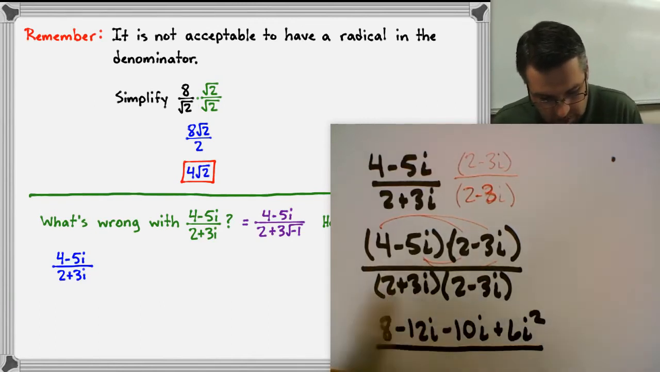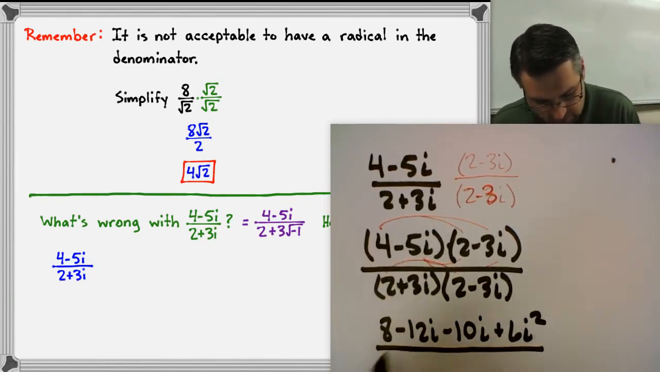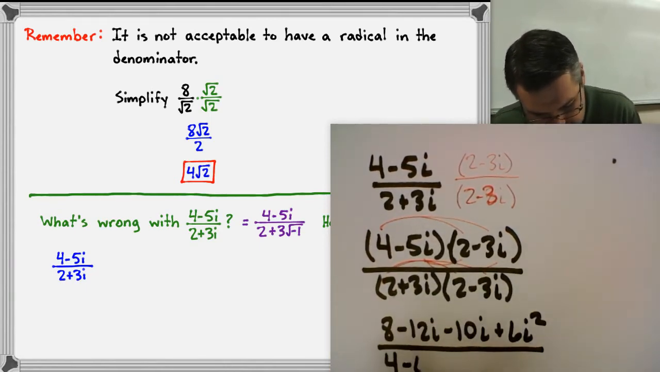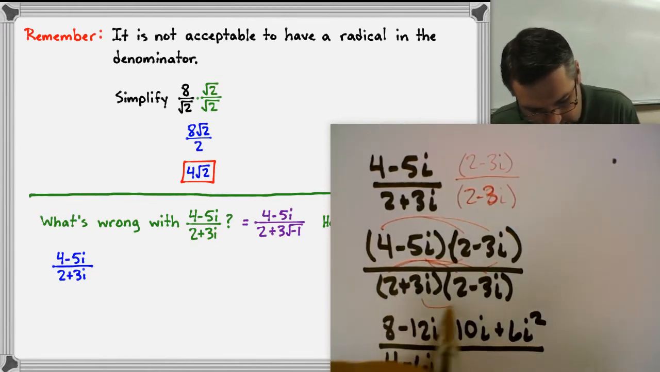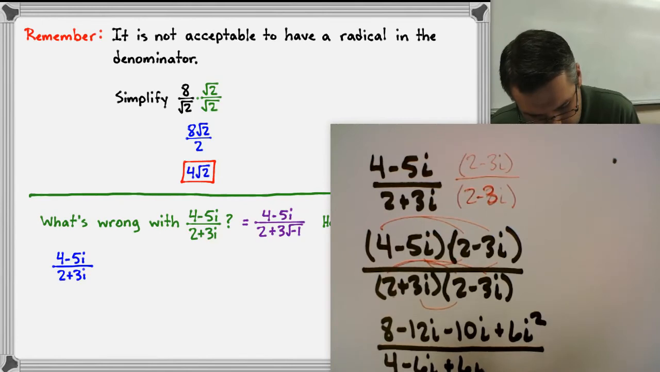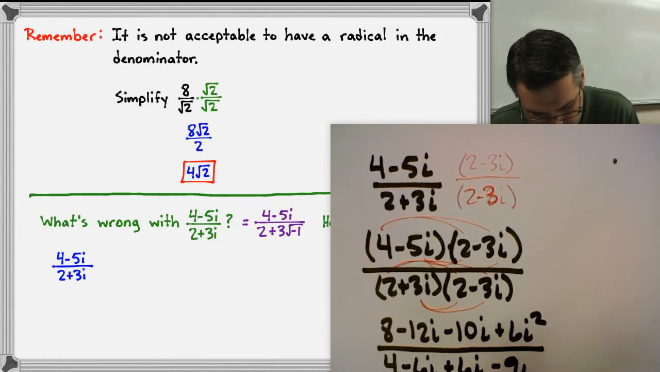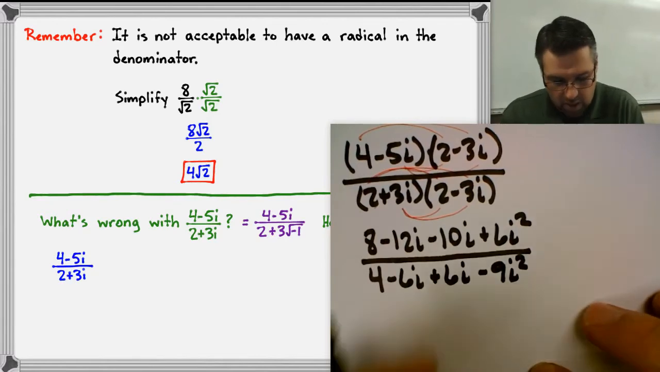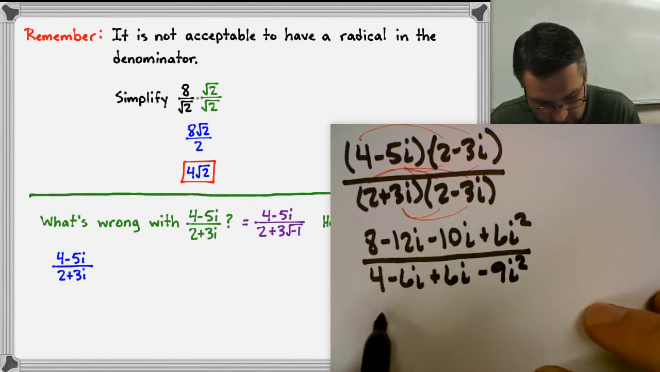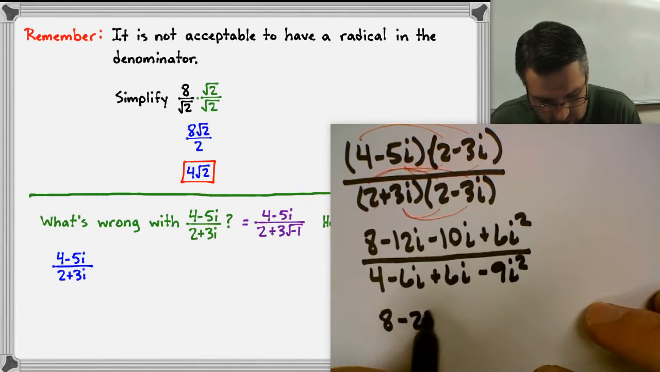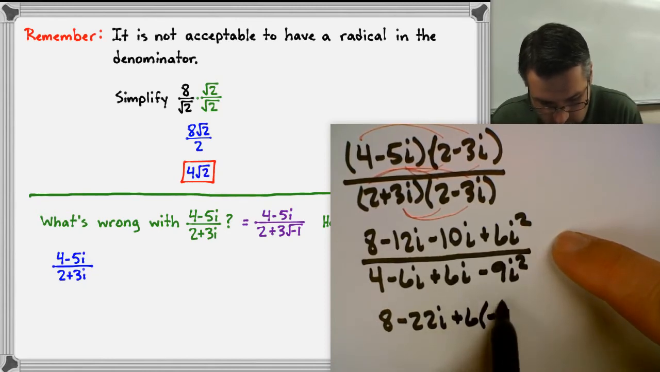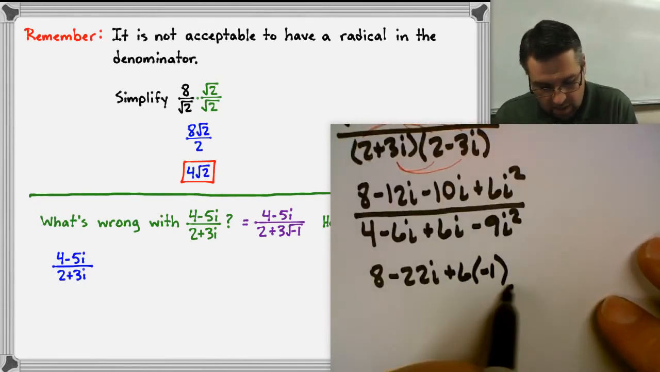From here, multiplying the bottoms, the 2 times the 2 is going to be 4. The 2 times the negative 3i is going to be negative 6i. The 3i times the 2, that's going to be positive 6i. And then the 3i times the negative 3i becomes negative 9i squared. And then from here, it just becomes a matter of simplifying this. So the negative 12i and the negative 10i can be combined. Negative 12i minus 10i is negative 22i. And then the 6i squared, I'm going to rewrite that as plus 6 times negative 1, just like I did on the previous slide. And then on the bottom, we'll do the same thing.